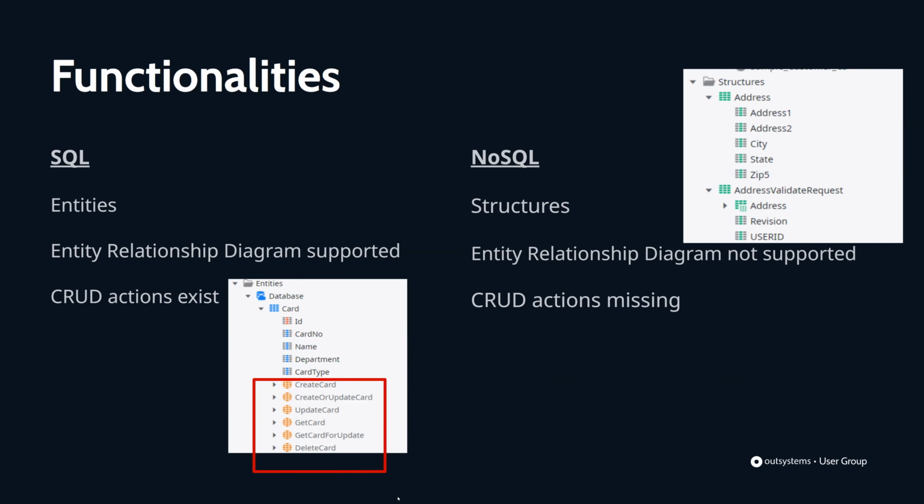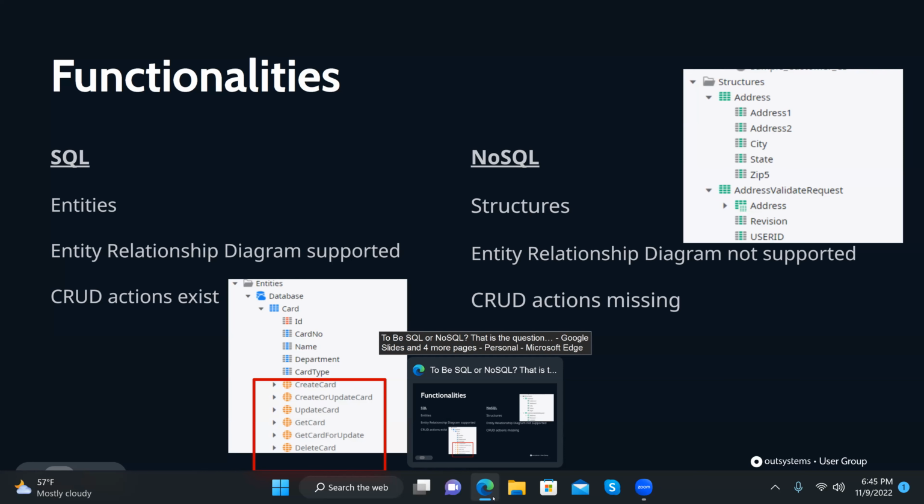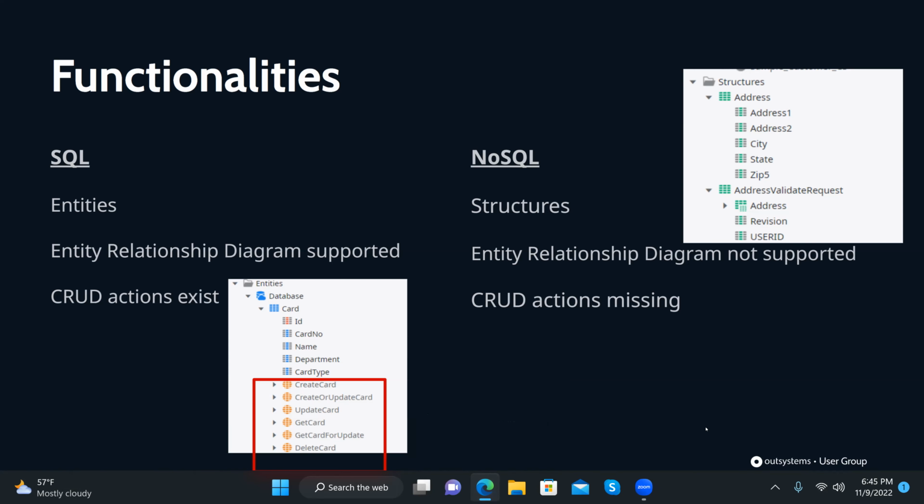So yeah, these are the basic SQL functionalities. When we are talking about SQL in OutSystems, you will have entities for SQL databases. Then we can build entity relationship diagrams for those, like foreign key and primary key can be defined. Whenever you create any entity, immediately with that you will find the CRUD actions being created, which you can use in your applications.